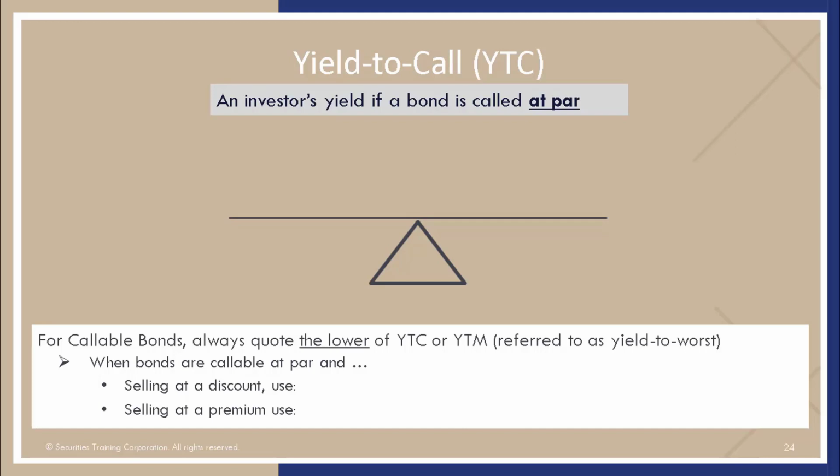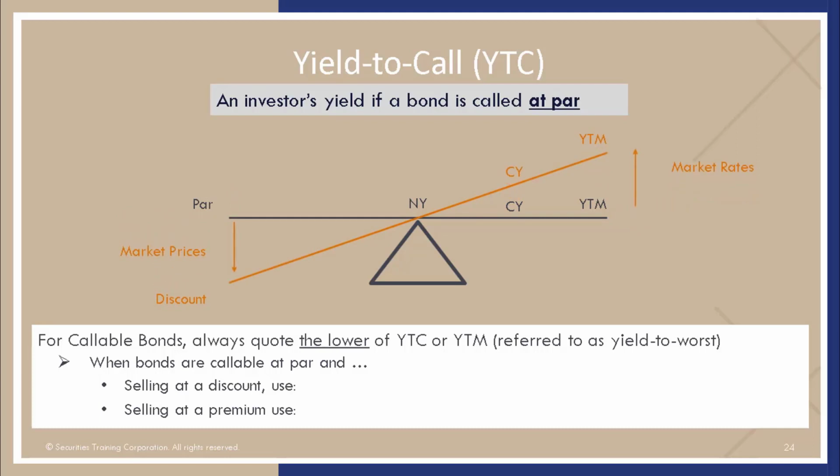Let's do that now. Well, we know that if a bond's trading at par, we have nominal yield, current yield, and yield to maturity all the same. So all four yields will be the same if the bond's trading at par. And again, we're also assuming the bond is callable at par, not at a premium. If the bond's callable at a premium, there would be a different calculation, which is generally beyond the scope of the examination.